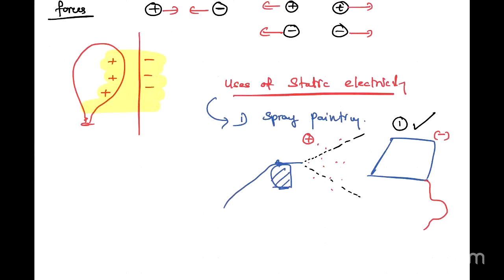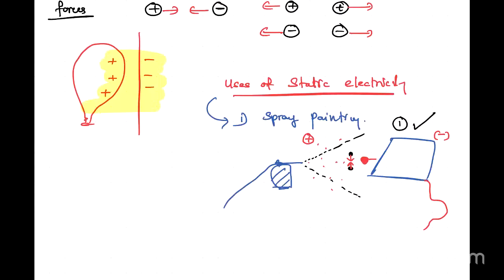So let's imagine these two paint droplets, right? If these two have different charge values, then what will happen? These two paint droplets will attract each other, right? Then they will form a huge lump of paint. So that is a disadvantage here, right?